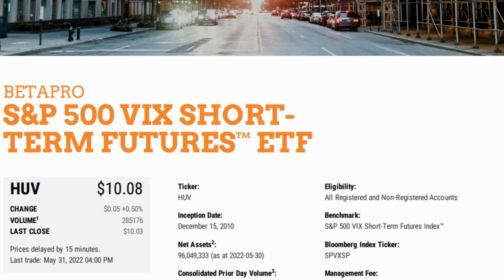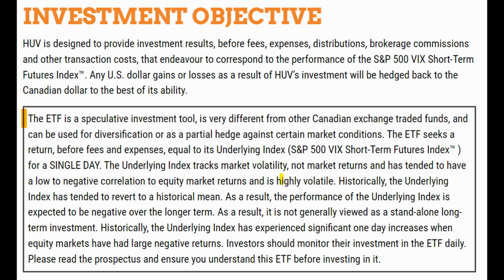And if you're wondering why I'm a little bit leery on this investment for the average investor, just look at the disclosure on the actual fund sheet for this fund. You'll notice that the first thing it says is the ETF is a speculative investment tool and is very different from other Canadian exchange-traded funds. A lot of people will go and buy things like this without actually reading the prospectus or understanding what they're buying.